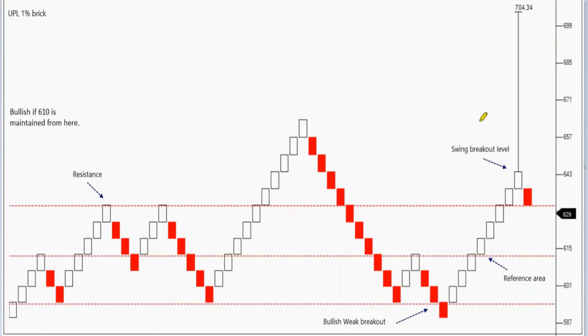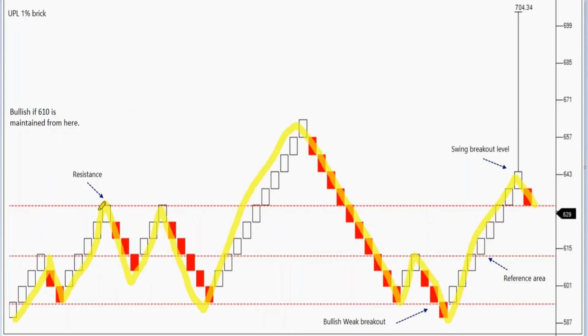Now see this, I shared this chart on Twitter last week. This is a chart of UPL of 1% break size. Now just see what was the reading. See, these are the swing moves. See, Renko is a tool. They are swing charts basically. What we are trying to read is price pattern, right?